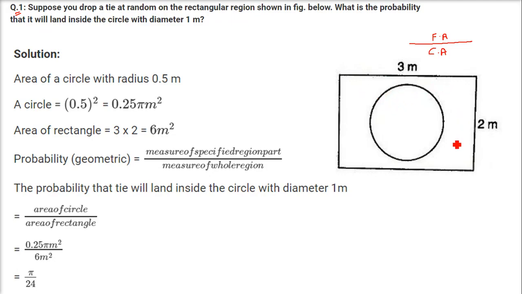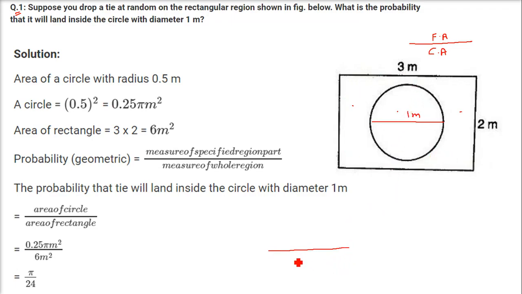in this rectangular region. What is the probability that it will land inside the circle with diameter 1 meter? So here we have a circle with diameter 1 meter. What is the probability that the object which falls here lands in this circular region? It may fall anywhere, here, here, here, but we have to find the probability of the circular region. So as I said, first of all we have to measure the whole region.